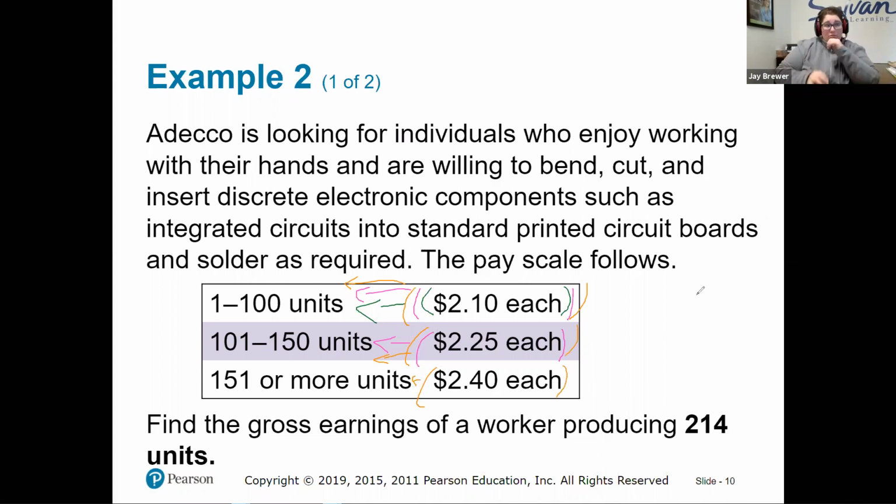I tell you this ridiculously because you have no idea how many times before class started I was doing the homework and I would get to one of these piecewise examples and I would be like, why? I hit into the 151. Why is it not $2.40 each? It is if it's in that category. Okay? Are we all capturing this idea?